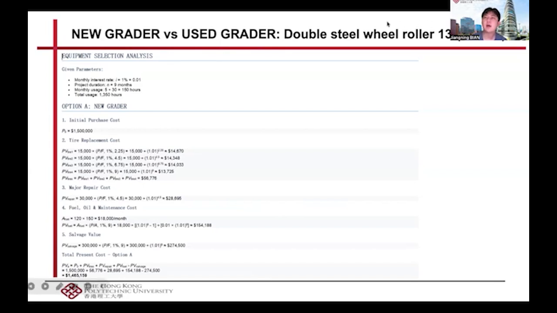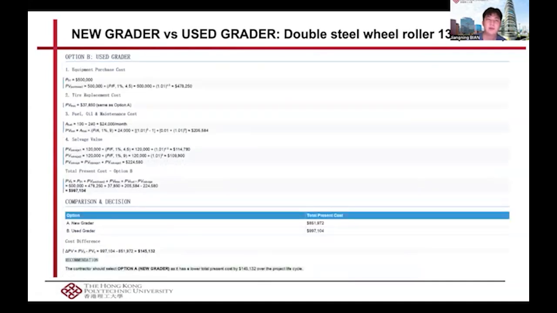At first, I calculate the double steel wheel roller. Its weight is 13 tons, and we also need 6 units of this equipment. We do the calculation similar to exercise question 2 in our class, and these are the details of the calculation method. After calculation, we find the new equipment is better. About 6 units will save about these Hong Kong dollars.